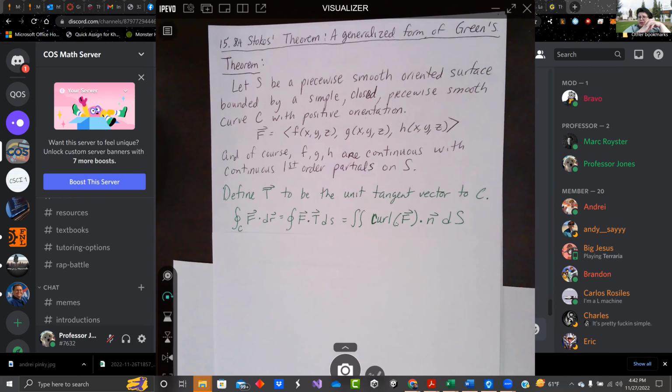T, the vector T, is of course the unit tangent vector to C. So the line integral of F dot dr is the same as F dot T ds. And this is going to be the curl of F dotted with n ds.